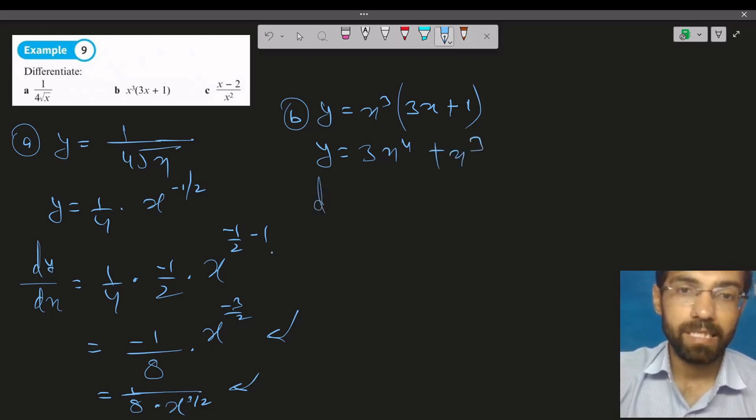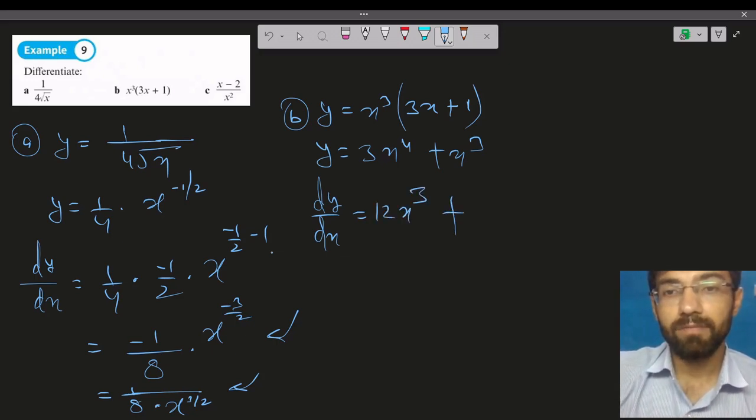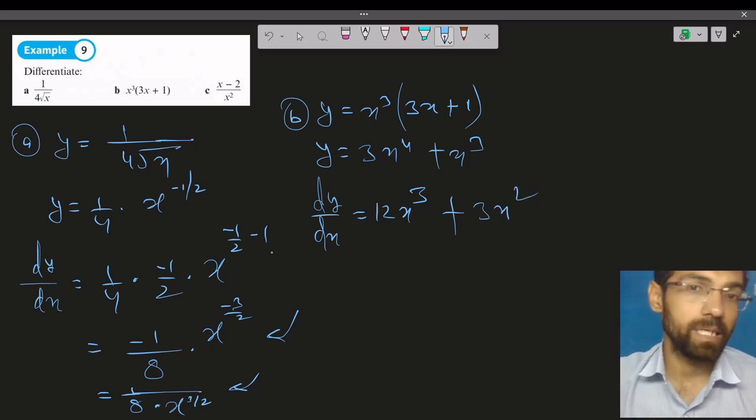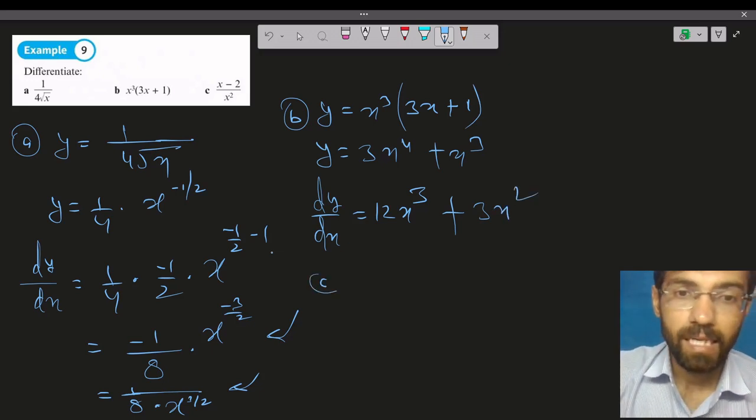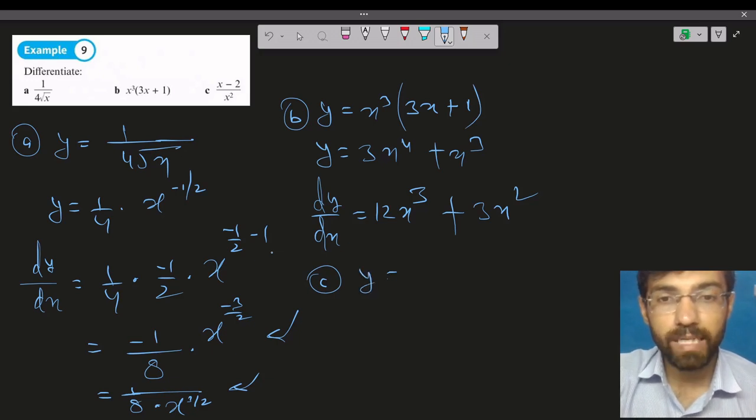And now I will differentiate. So my dy by dx equals 3 is a constant, 3 times 4 is 12, x raised to 3, plus the differentiation of x cube, which as per the power rule is 3x squared. This is part B. This is part C now. Part C is also quite okay.